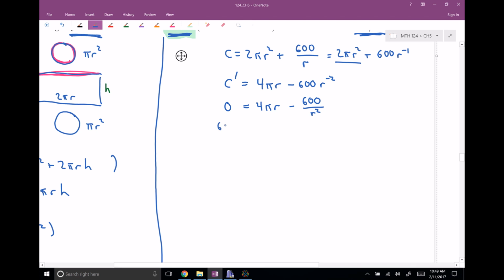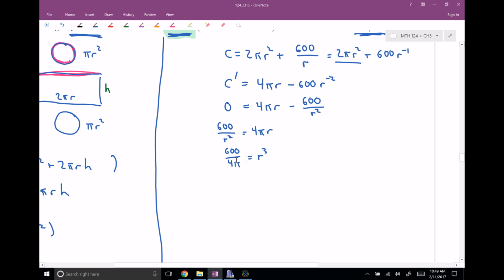So we're going to have 600 over r squared is equal to 4 pi r. Let's see if I can do 2 steps in one. I'm going to multiply by r squared on both sides, so I'm going to have r cubed over here. And I'm going to divide by 4 pi on both sides. So this is going to be 600 divided by 4 pi. So now I've solved for r cubed.